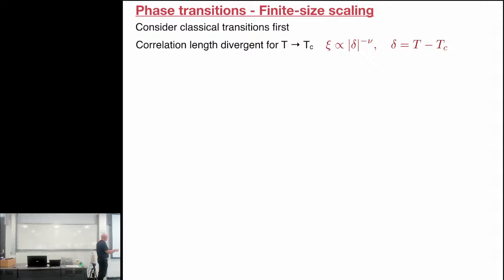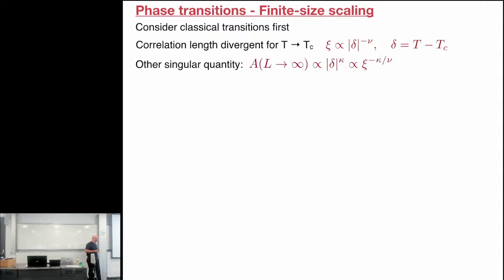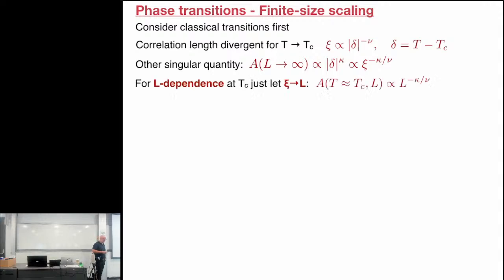So we know that we have a correlation length that diverges as we approach the critical point. And if you look at some other quantity like the order parameter or whatever, you can write it as some power of the correlation length. So here kappa would depend on what quantity you look at. So order parameter, specific heat, whatever.